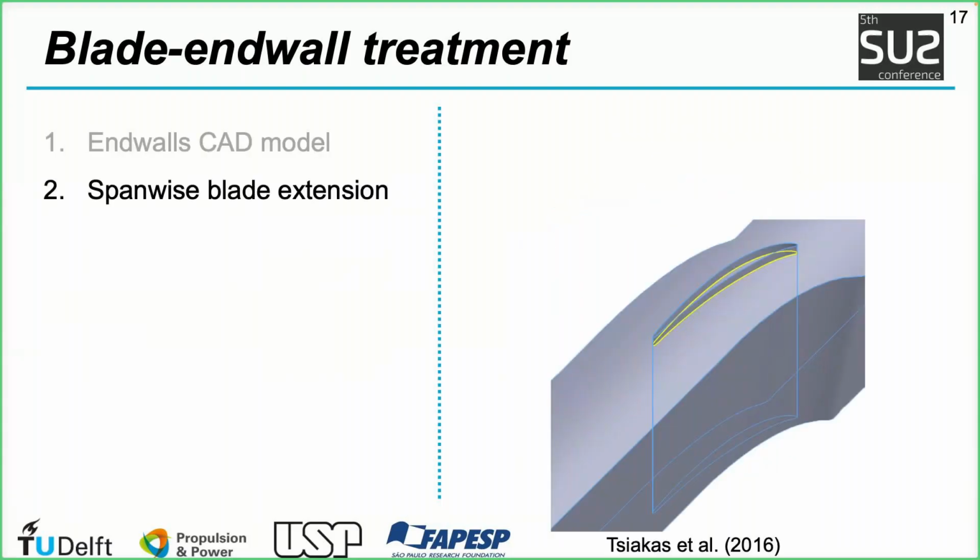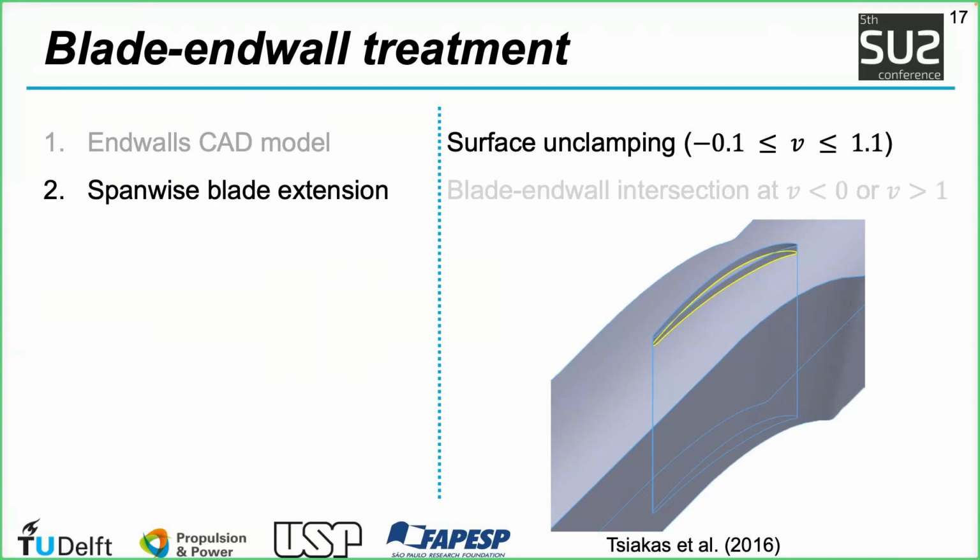Then, something that was necessary to do was to extend the blade a bit in the spanwise direction. I'm going to show some results to show why that was the case. But this was needed, otherwise we couldn't proceed with the next steps. This is done by a surface clamping algorithm, and we extend the V parameter from -0.1 to 1.1, so just a bit of extension below the hub and above the shroud. This is because blade intersection may occur at points smaller than 0 or greater than 1.